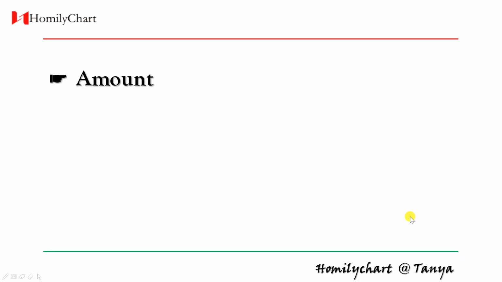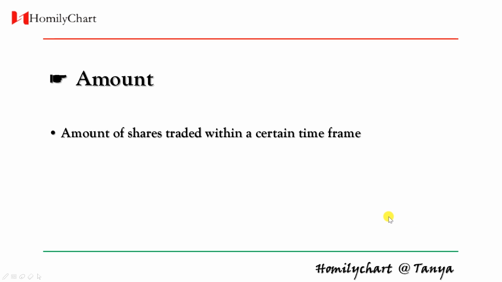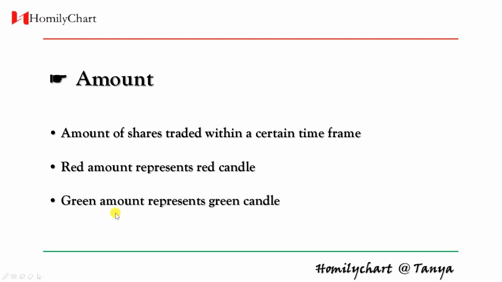Today we're going to learn amount. What is amount? Amount means the amount of shares traded within a certain time frame. That means how much shares are being traded. Amount has two colors, red and green. Red amount means a red candle. Green amount means a green candle.